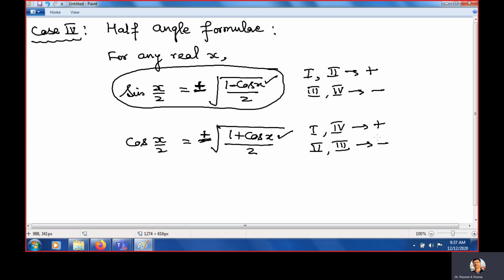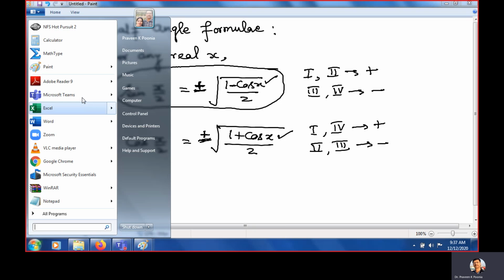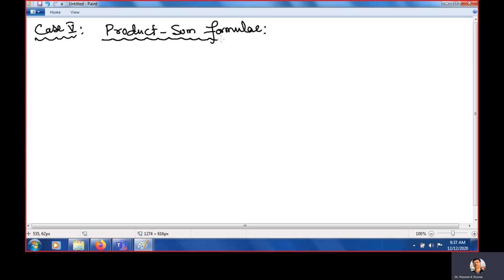Remembering all these things, we will move to the next one. It is case 5, the product sum formula. There are two formulae in this regard, particularly three, because they have reduced one.